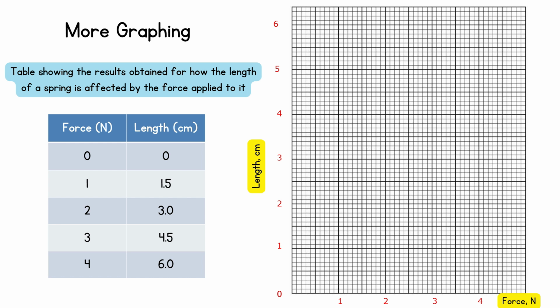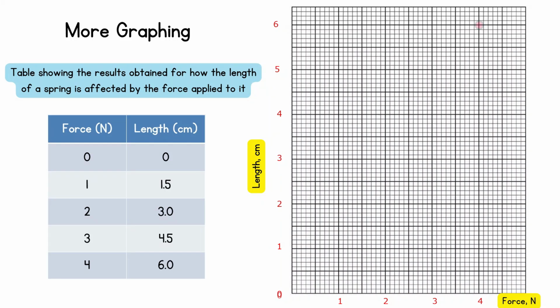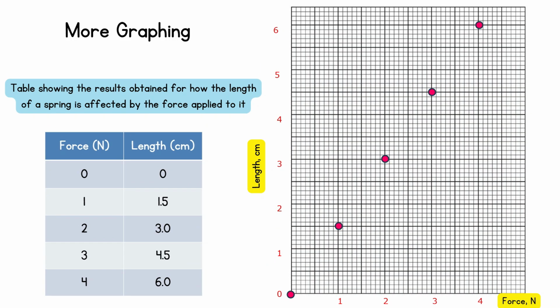And now once we have that already figured out, we're going to start plotting our points where we see when the force is 0, the length is 0. When the force is 1, the length is 1.5. When the force is 2, the length is 3. And when the force is 3, the length is 4.5. When the force is 4, the length is 6. And so we have generated our points, and now we're going to put in our best fit line. Everything you do, you should use a sharpened pencil and a ruler.